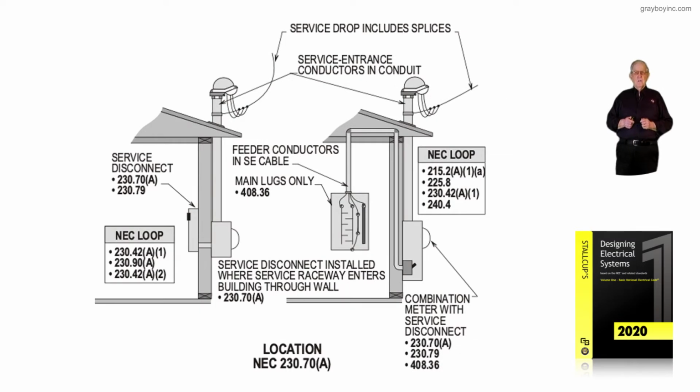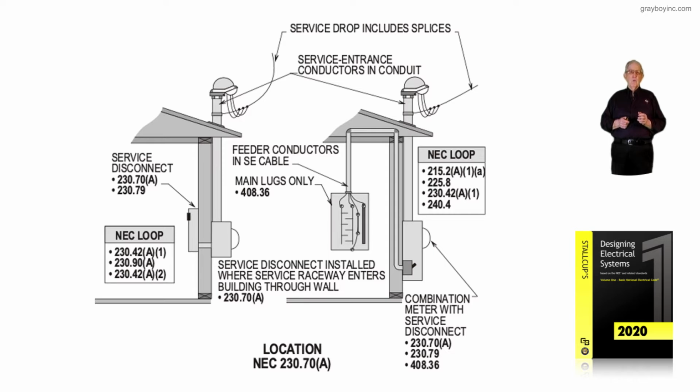Now this illustration deals with location in accordance with NEC 230.70A. Notice to the left you have a service disconnect. Now that service disconnect has to be looked at and reviewed with sections of Article 230, so we list the two main sections, 230.70A and 230.79.